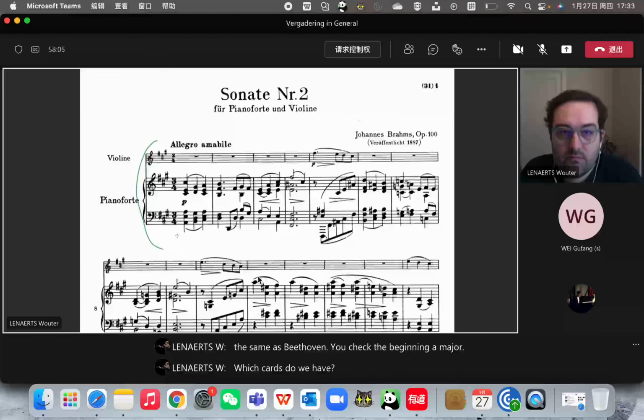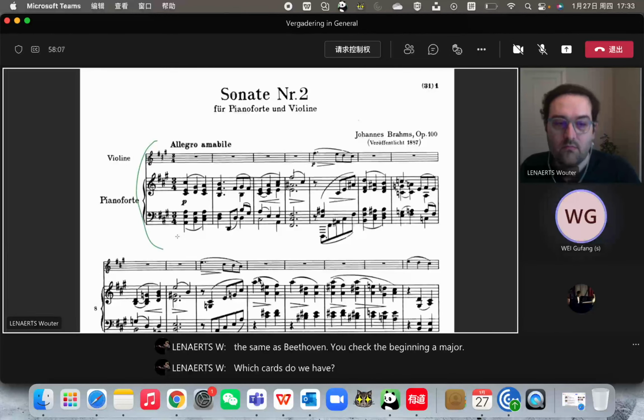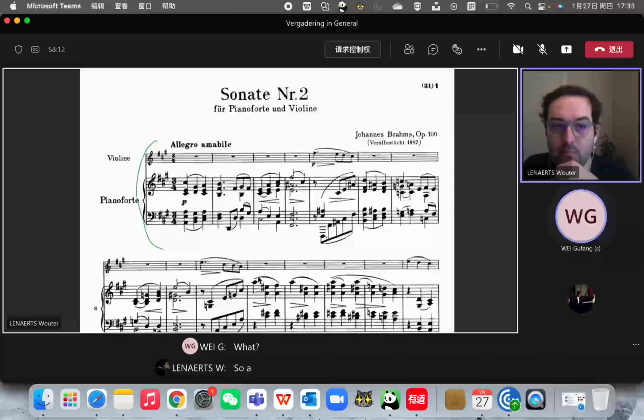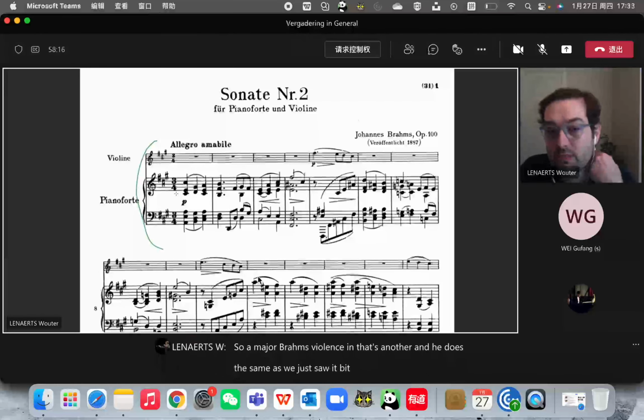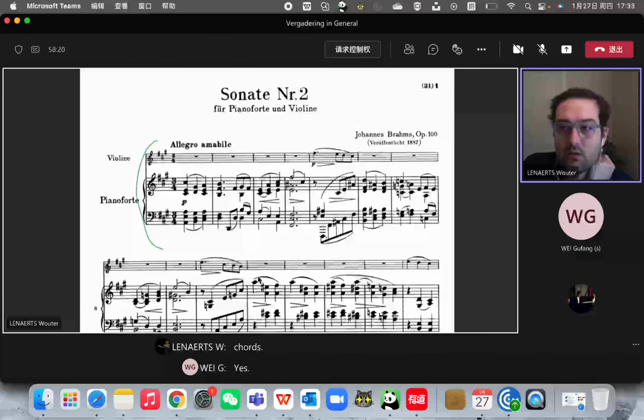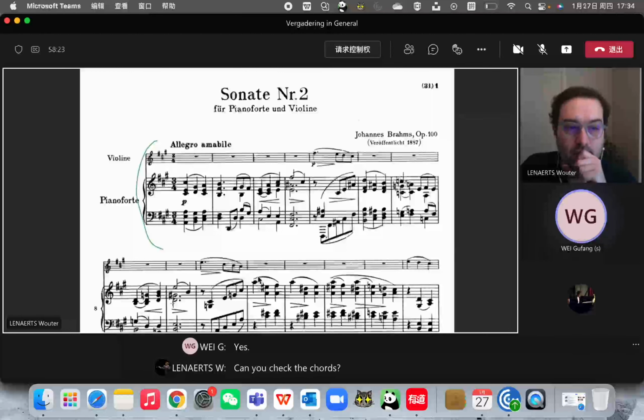Neighboring chord. A major, Brahms, Violin Sonata, and he does the same as we just saw with Beethoven. Same tonality, same chords. Can you check the chords? Okay.